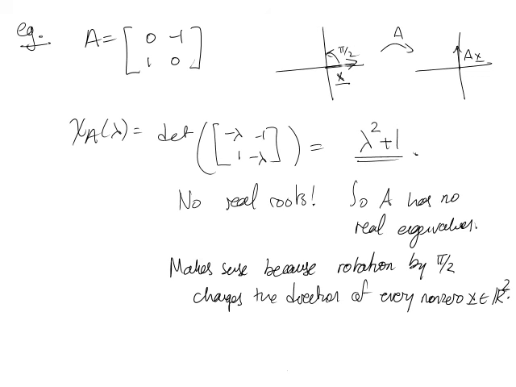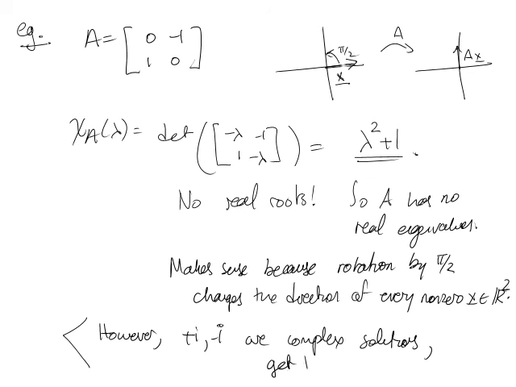But of course, I'll just remark this now. However, this equation does have complex solutions. So plus i and minus i are complex solutions. And we'll get to this later. We'll get to what this means later. Okay, but the point I want to make is that because the eigenvalues are roots of a polynomial of degree n, there are at most n of them.